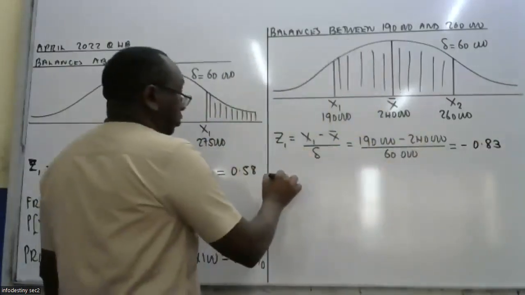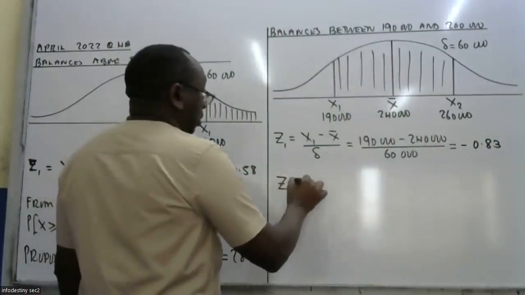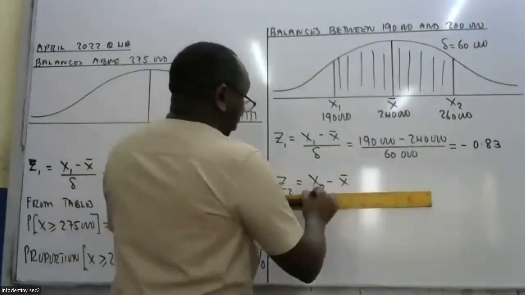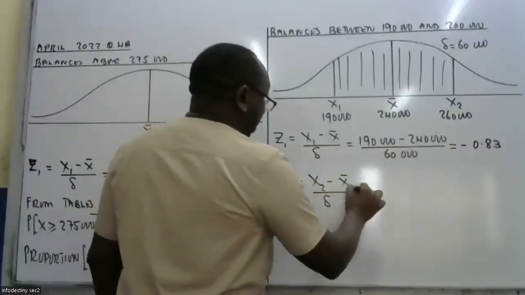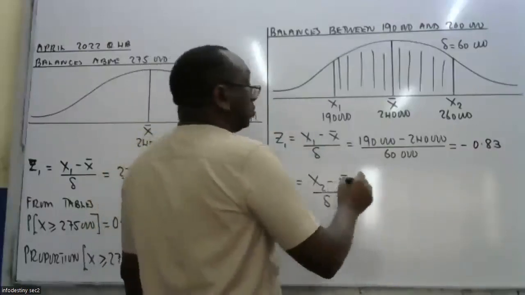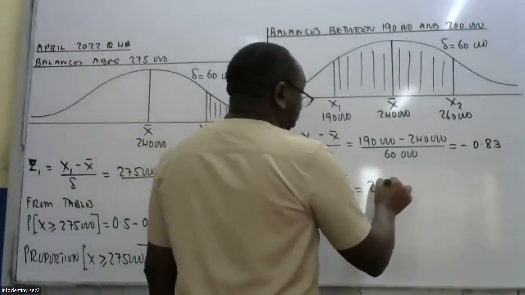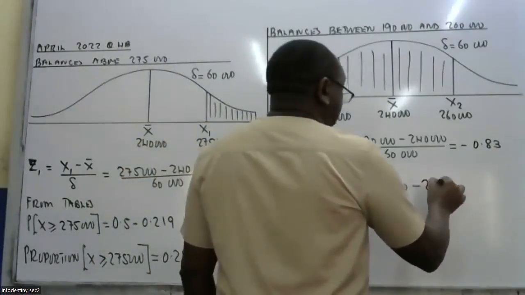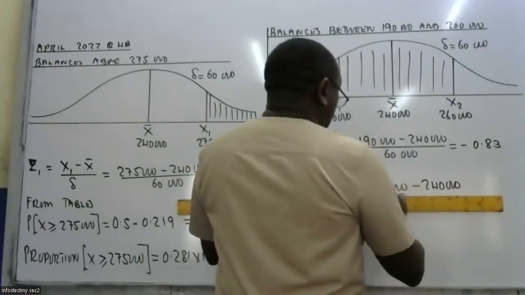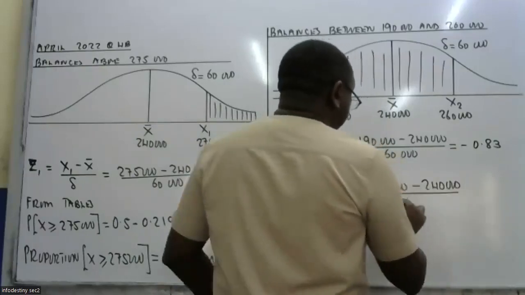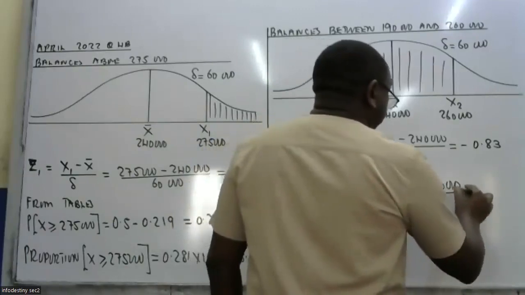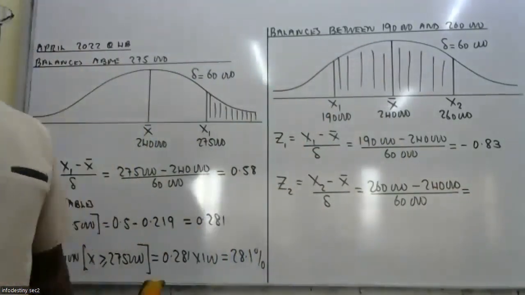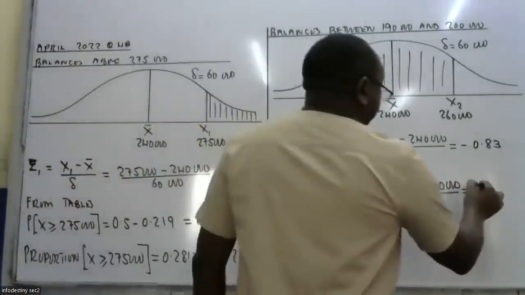Z2 is X2 minus X bar. You divide by standard deviation. So this is 260,000 minus 240,000. You divide by 60,000. 0.33.